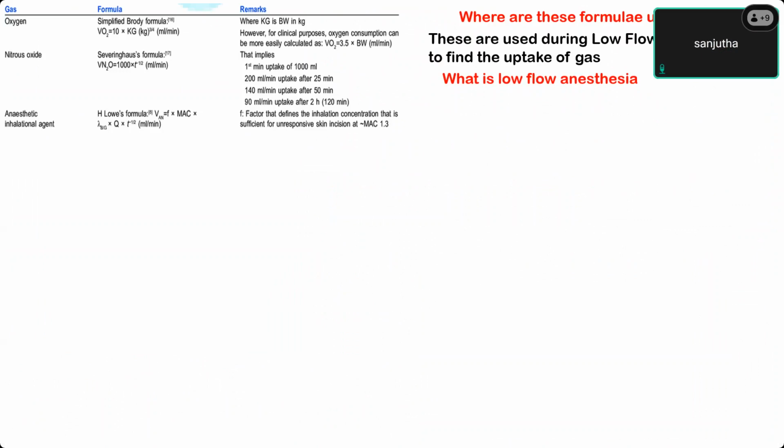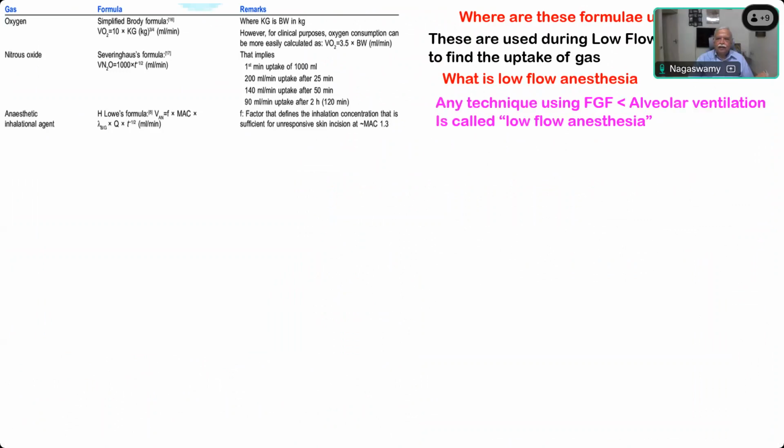Or it is some physiological parameter. Any technique using a fresh gas flow less than alveolar ventilation is called low flow anesthesia. It may vary from patient to patient and condition to condition, isn't it? So there is no fixed value like 250 ml, 500 ml or anything like that. It is less than alveolar ventilation. So any technique using a fresh gas flow less than alveolar ventilation is called low flow anesthesia.